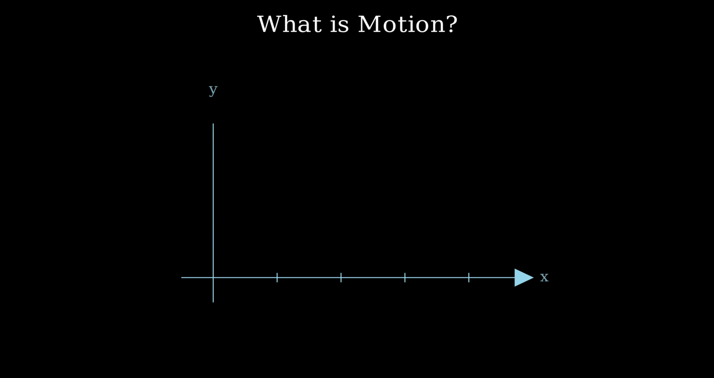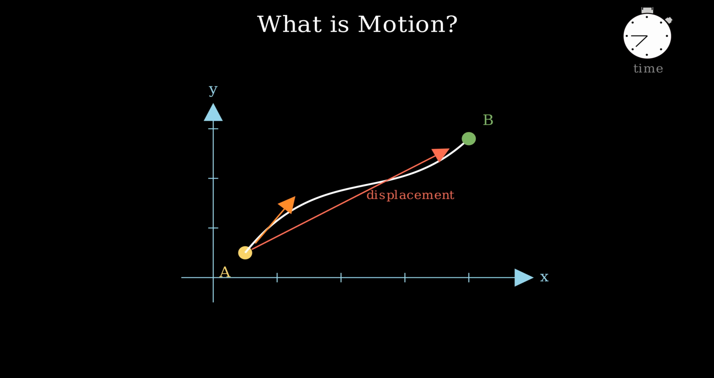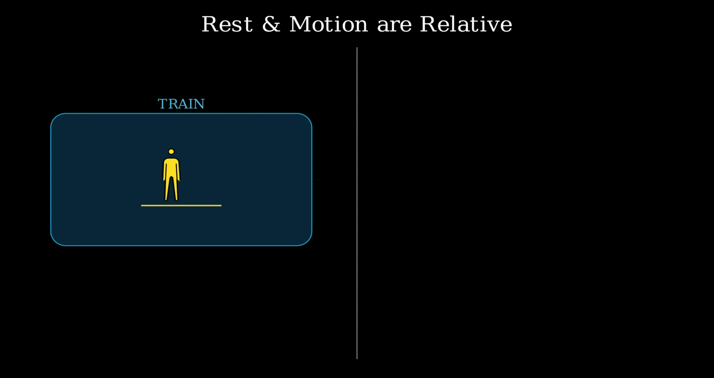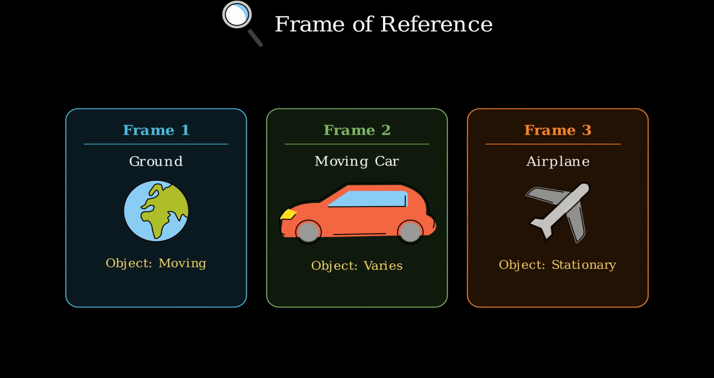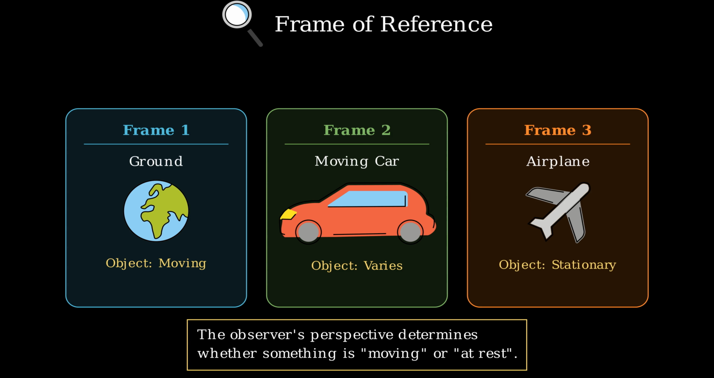What is motion? Motion is simply the change of position of an object with respect to time. But here is something important. Rest and motion are relative concepts. This means whether an object is moving or at rest depends on our frame of reference, the observer's perspective.